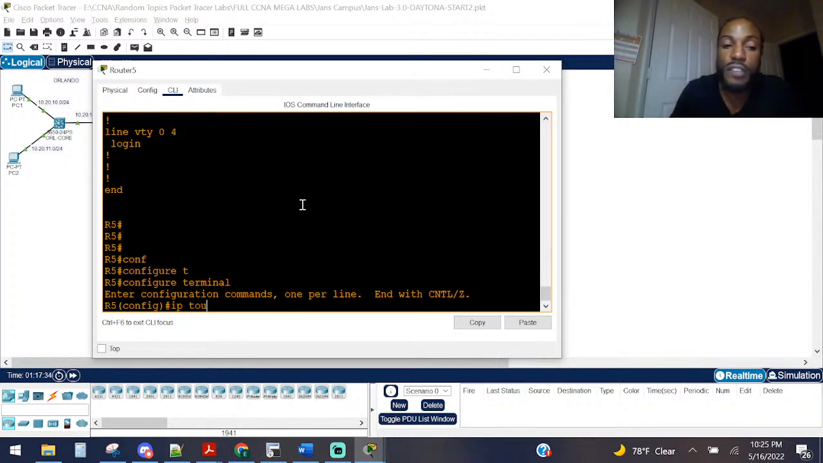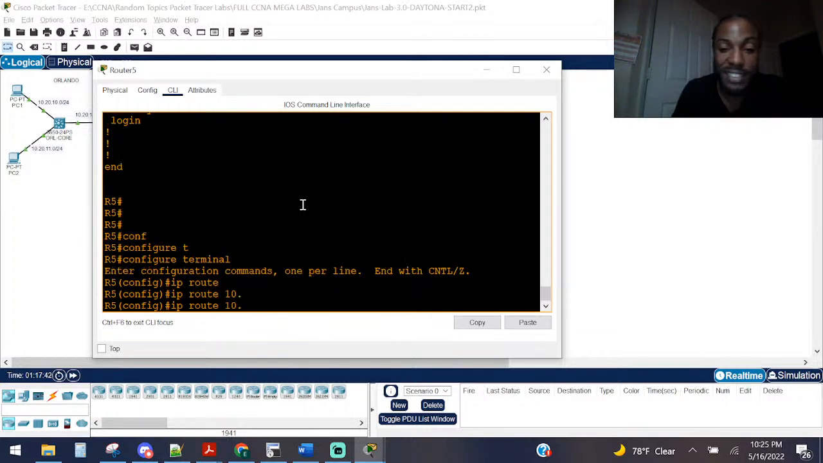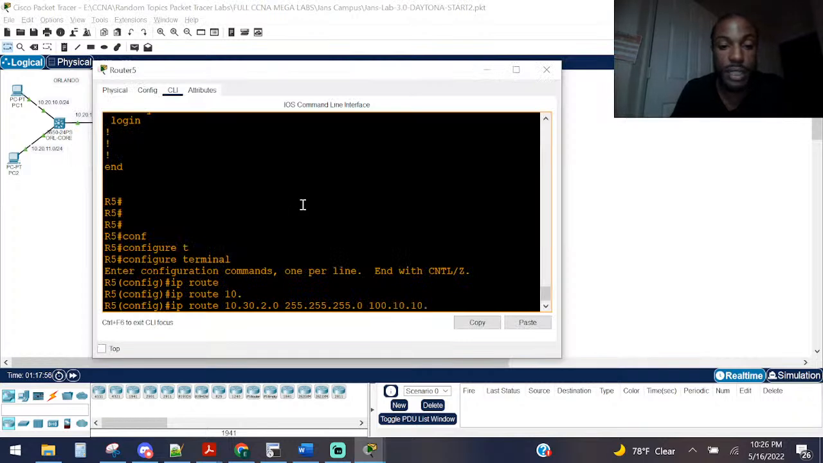I don't know. If not, then maybe I need to launch the other lab and see how I fix that problem. Let's see. The network is 10.30.2.0 network, subnet mask of 255.255.255.0. Take next hop of 10.10.10.2. Right?